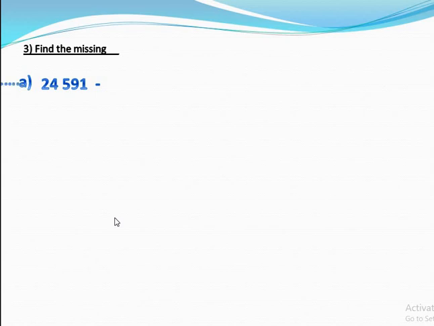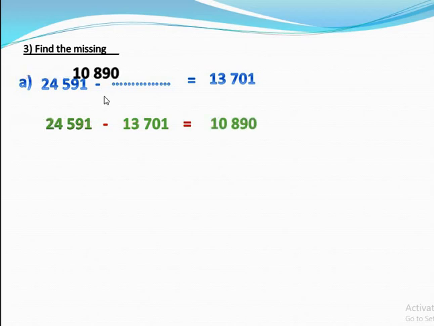Okay, let's see, find the missing number. 24,591 minus a space equals 13,701. Ask yourself the first question: near or far? No, these two numbers are far numbers. So if we have far numbers, we are going to subtract 24,591 minus 13,701. The answer will be 10,890.